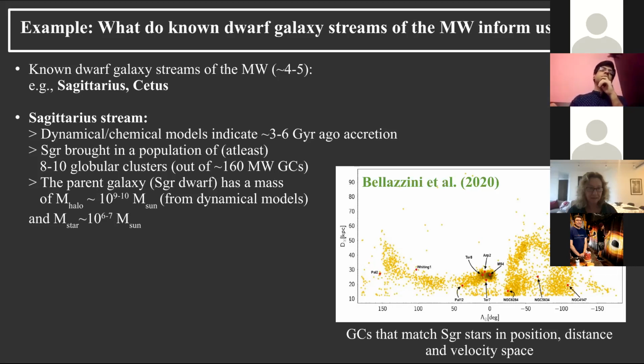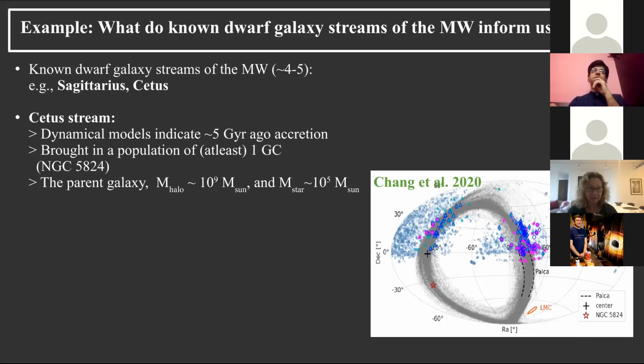So this is the sort of basic information that we can try extracting out of streams when we detect and analyze them. Similarly, for the Cetus stream, the dynamical models tell us that the accretion took place about 5 gigayears ago. Cetus brought in at least one globular cluster, that is NGC 5824. The parent galaxy had a halo mass of 10^9 solar masses, stellar mass of 10^5 solar masses. So this is also quite informative.